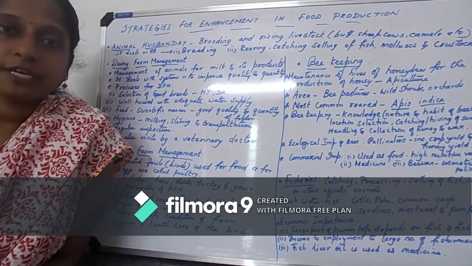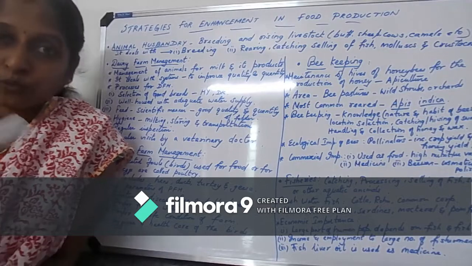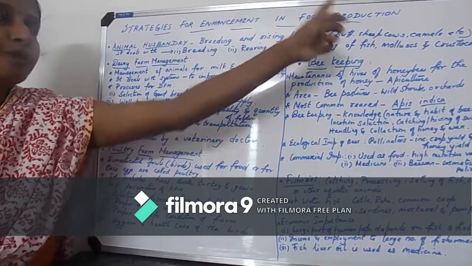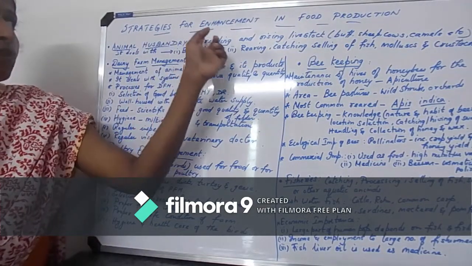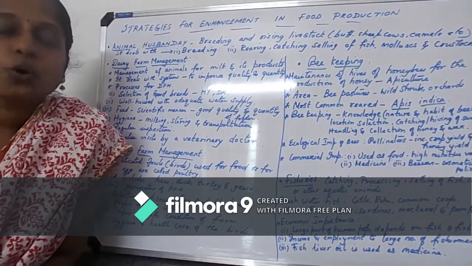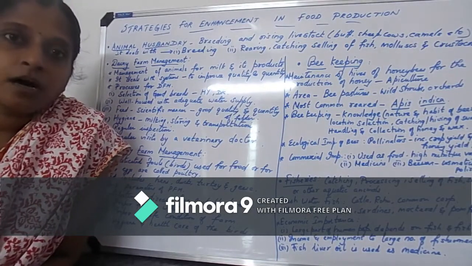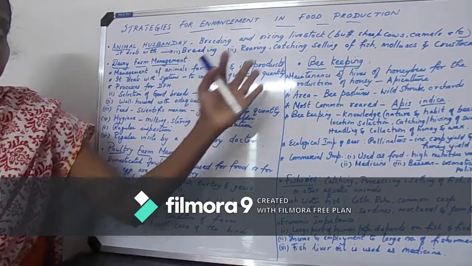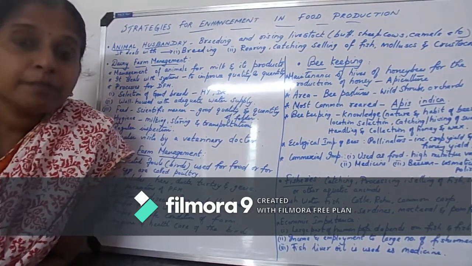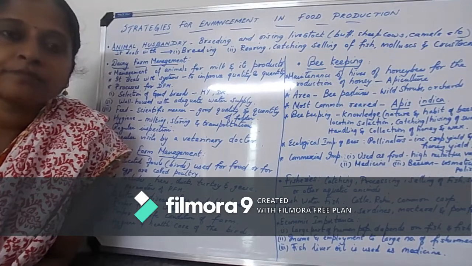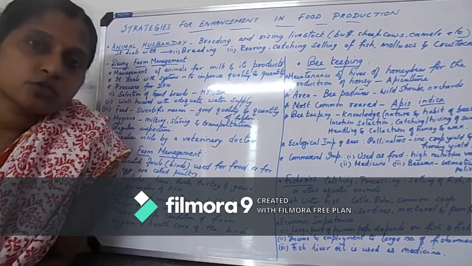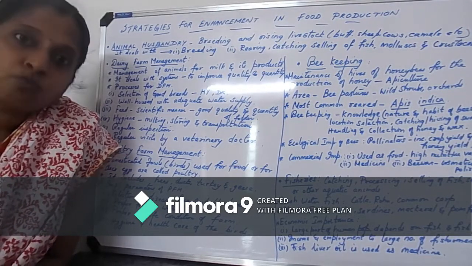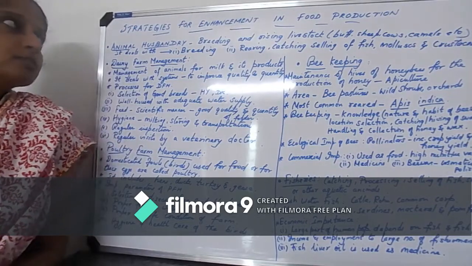We have completed chapter 8, human health and diseases, and we are moving on to the next chapter, chapter number 9, strategies for enhancement in food production. In this chapter we will be dealing with animal husbandry, dairy farm management, poultry farm management, beekeeping, fisheries, animal breeding, plant breeding, single cell protein. Then we will be reading about two methods called tissue culture and somatic cell hybridization. So without wasting much time, let's move into the topic for today, that is animal husbandry.